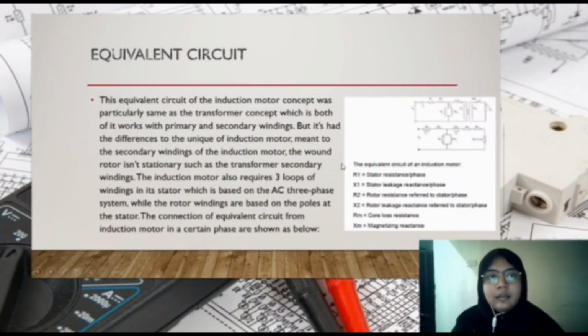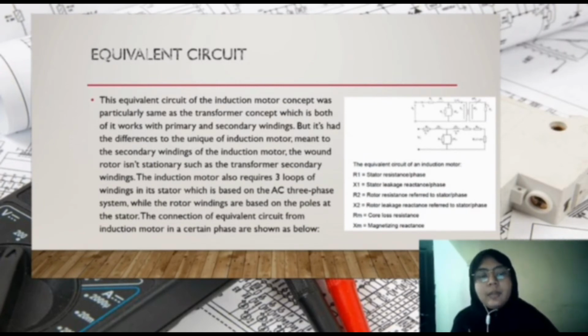And next, the equivalent circuit. The equivalent circuit of the induction motor is conceptually the same as the transformer, where both work with primary and secondary windings. But it is different in that, for the secondary winding of the induction motor, the whole rotor is not stationary, unlike the transformer secondary winding.